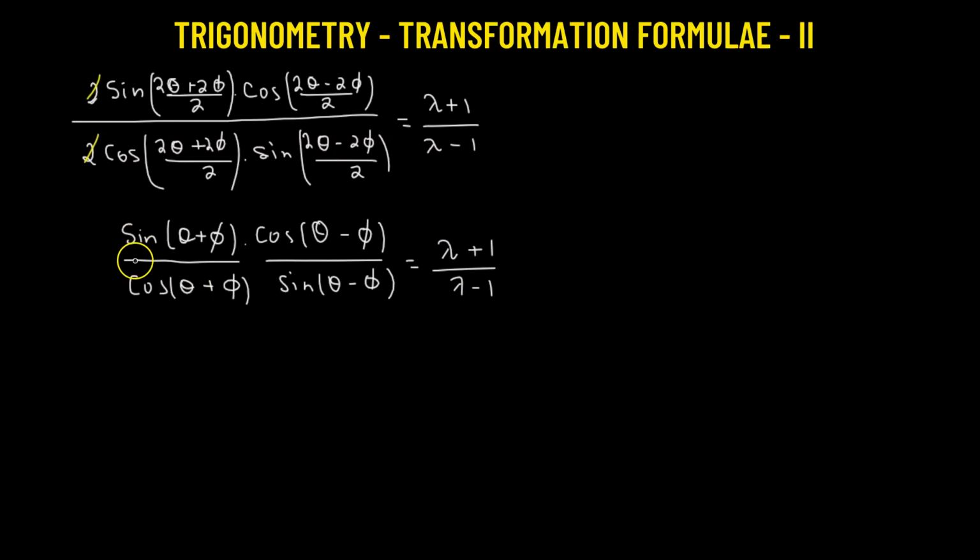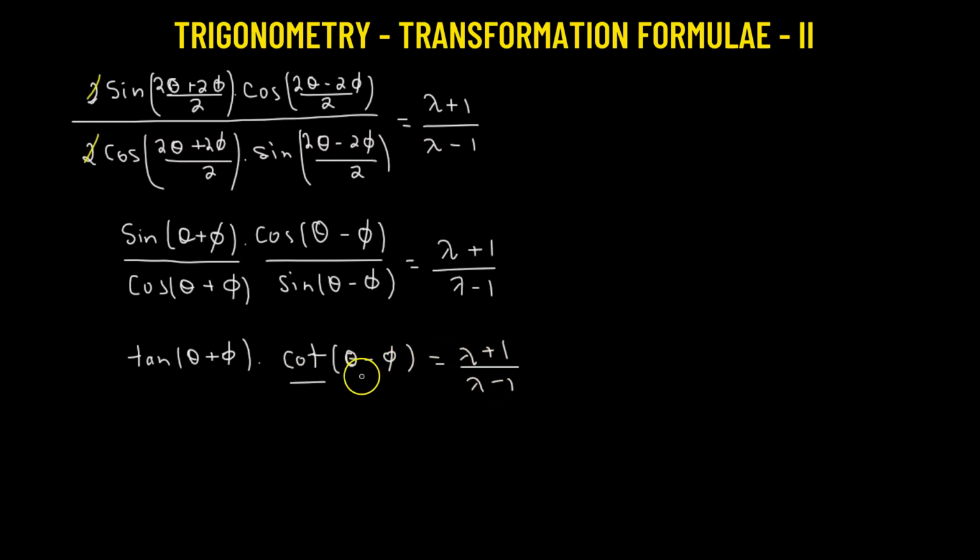Now here we have the ratio sine over cosine, so that's going to be the tangent function, provided both of them have the same angle. Since in our case the angle is theta plus phi, we will get tangent of theta plus phi. This will be multiplied by the ratio cosine over sine, which is nothing but the cotangent function provided they have the same angle, which is theta minus phi. This will equal lambda plus 1 over lambda minus 1.